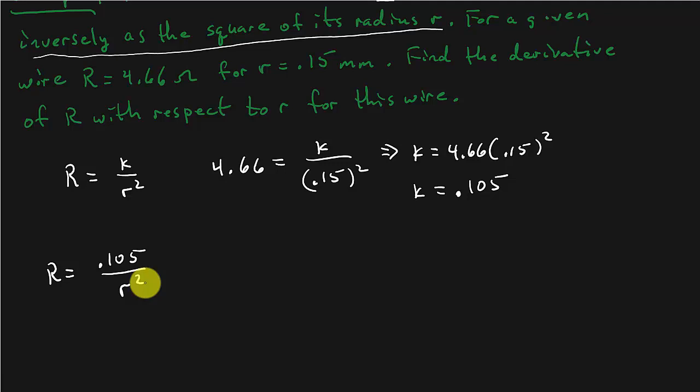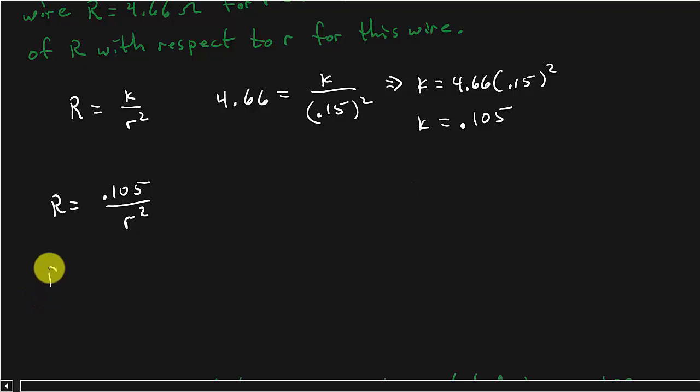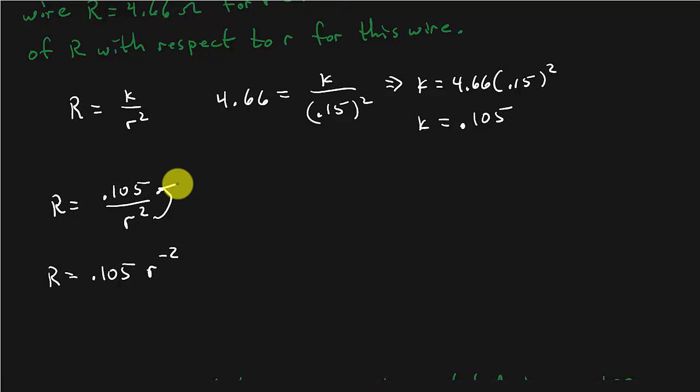So now we need to take the derivative. Now, what can I do here? Yes, I could do the quotient rule, but why would we do the quotient rule? Let's rewrite R as 0.105 r to the negative 2. Just bring this r squared up into the numerator. It changes the sign of the exponent, right? And now I've got a simple power rule.